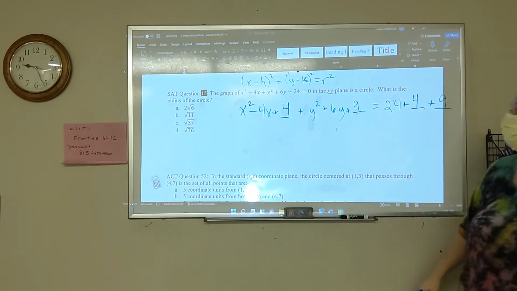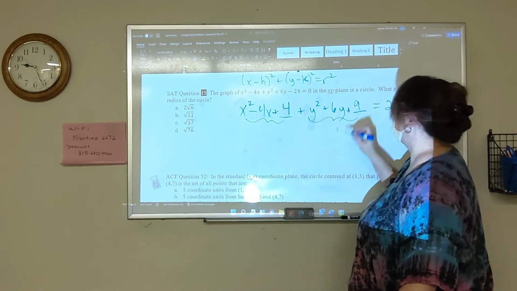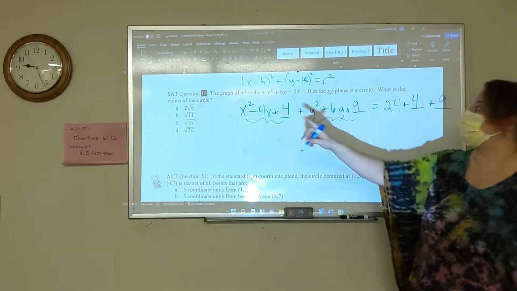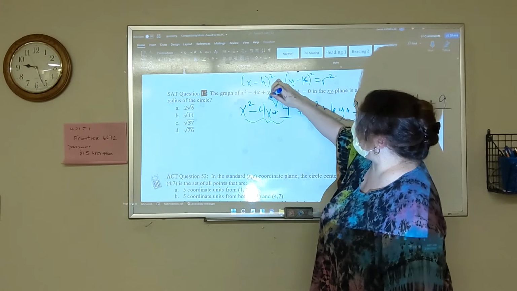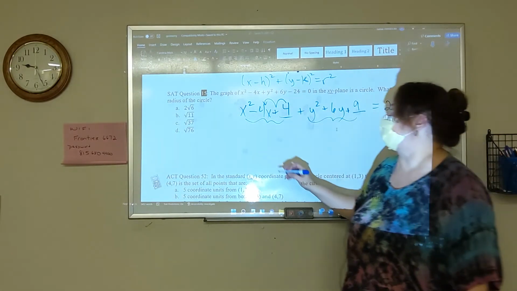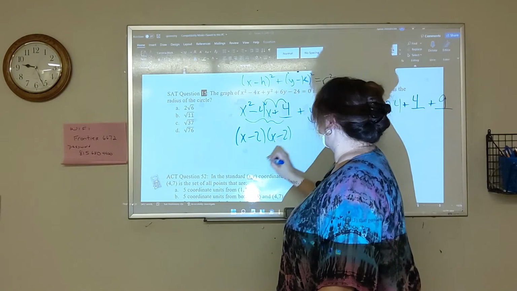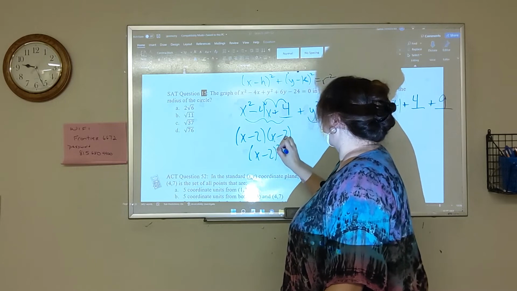Now we're going to factor. We're going to factor the x's by themselves and then the y's by themselves. So x's, I need factors of 4 that add to give me negative 4. So that's negative 2 and negative 2. So x minus 2 times x minus 2, or x minus 2 quantity squared.